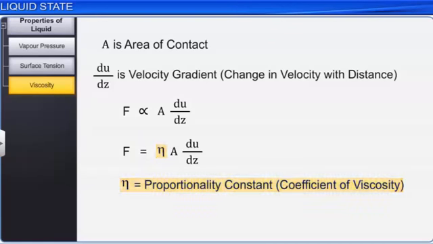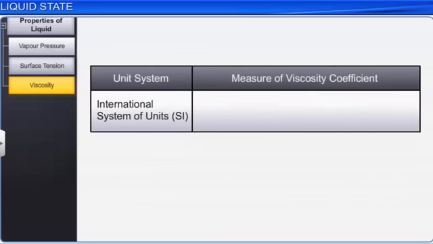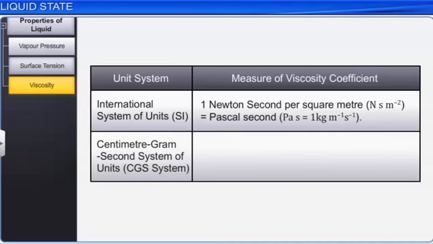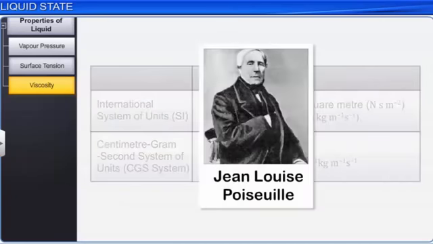The coefficient of viscosity is defined as the tangential force per unit area required to maintain the unit difference of velocity between two layers unit distance apart. The SI unit for the viscosity coefficient is 1 Newton-second per square meter, which is identical to 1 Pascal-second. In the CGS system, the unit for the coefficient of viscosity is poise, named after the great scientist Jean-Louis Poiseuille. An increase in viscosity decreases the flow of a liquid.